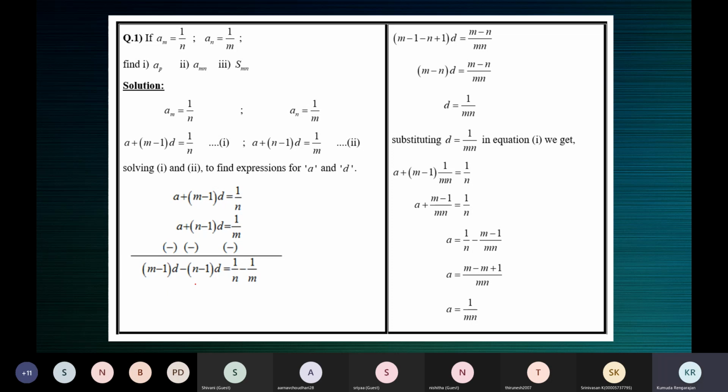Yes, children, right? We haven't finished. We've only got the expressions for a and d. We still need to find the pth term, the mnth term, and the sum to the first mn terms. We need to first find them. I'm sorry, we need to still find them. Write down till here.